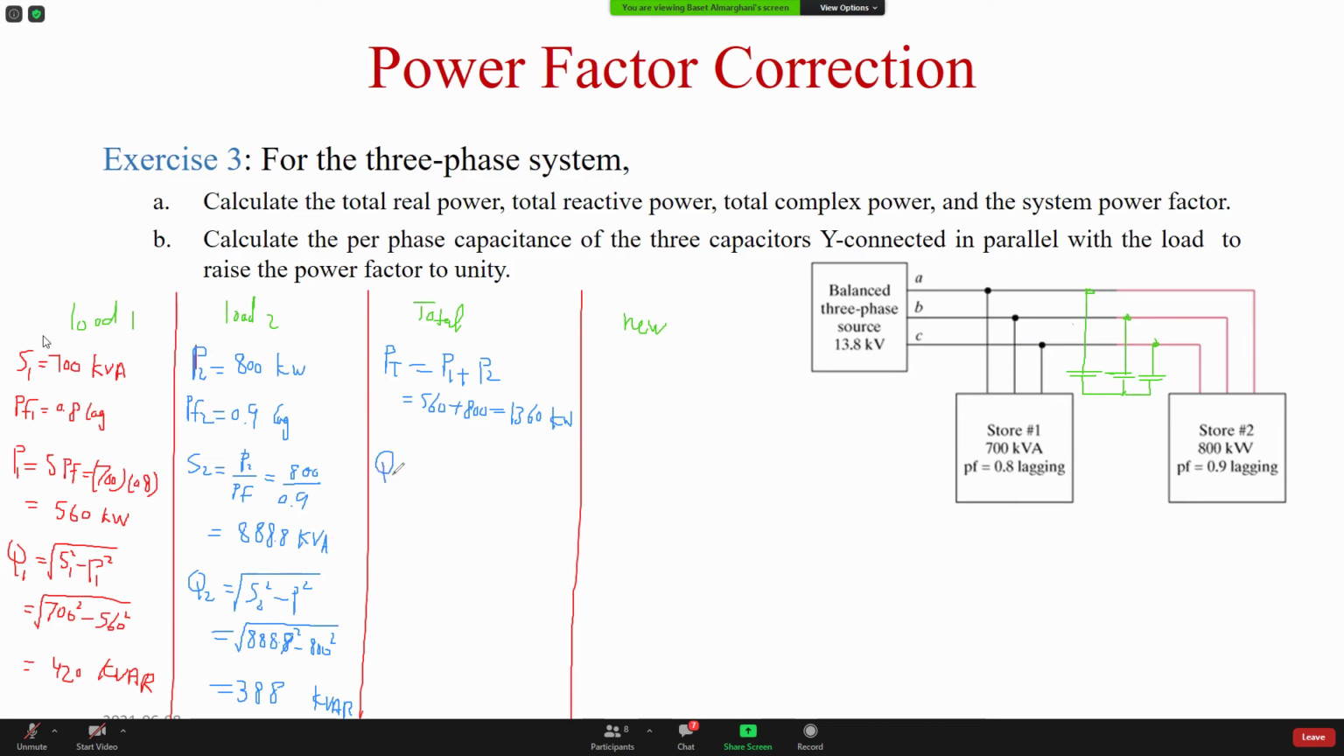Q total is this plus that. So this gives me Q1 plus Q2. When we plug in 420 plus 388, this gives me 808 kilovolt ampere reactive.